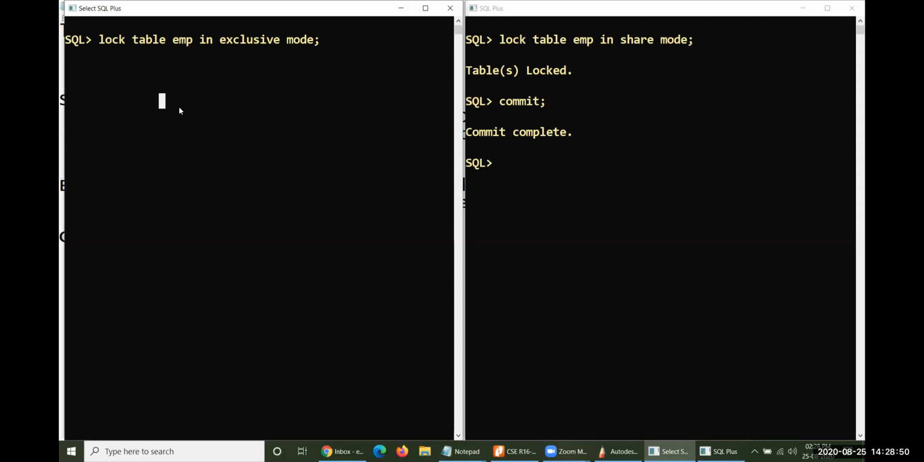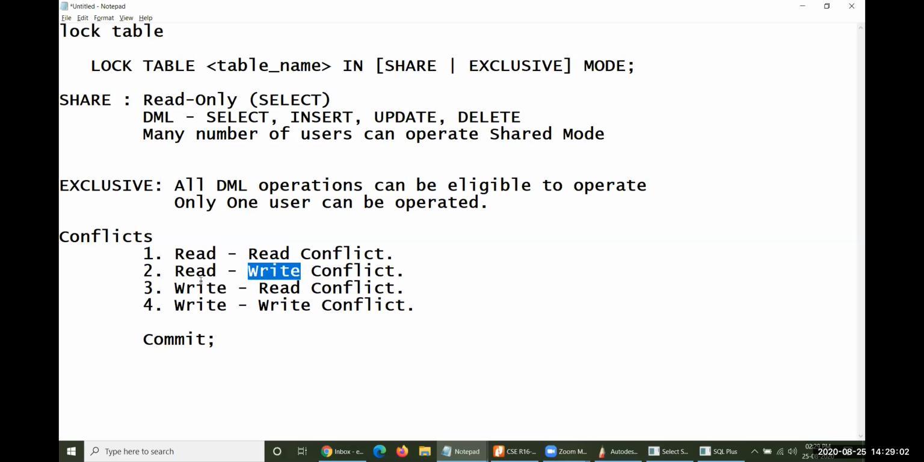The table has been locked. Now locking has been operated here. This is the way you have to confirm that. So for a read operation, share mode will be taken by one user, and immediately exclusive cannot be taken by another user. That is called a read-write conflict. That conflict is called a read-write conflict.